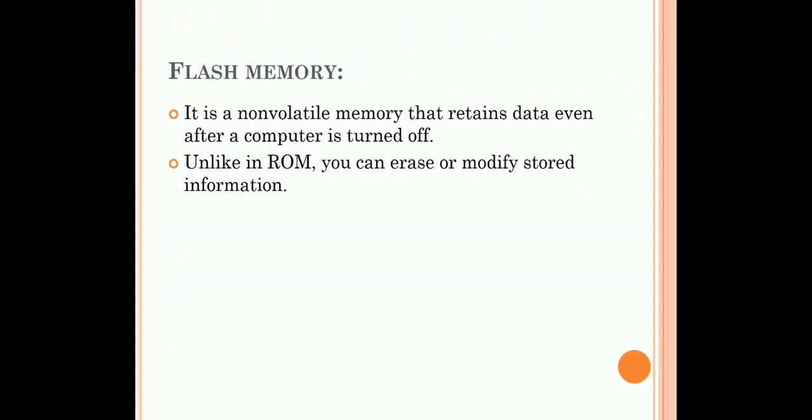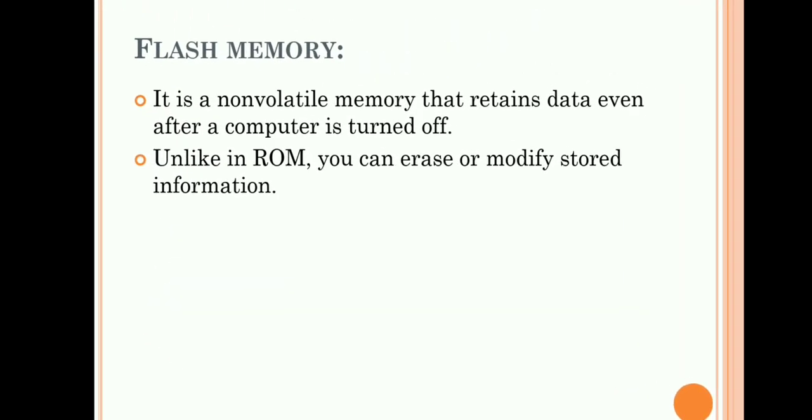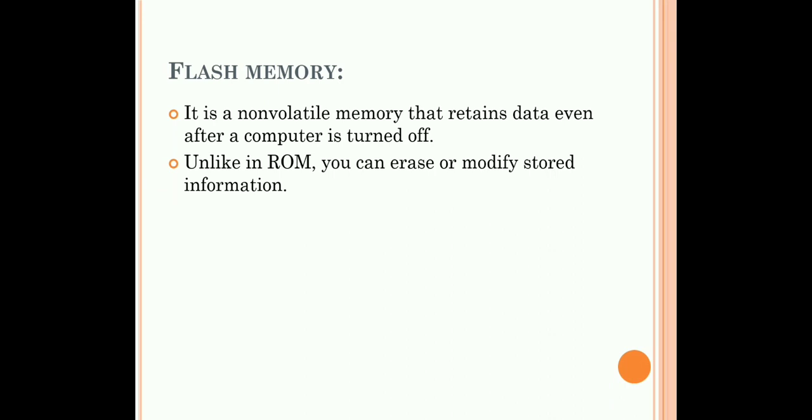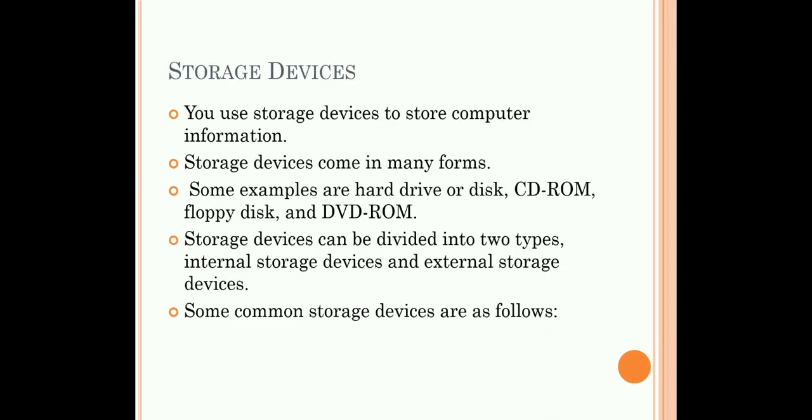Now we'll move to another type, that is flash memory. It is a non-volatile memory that retains data even after the computer is turned off. Unlike ROM, you can erase or modify stored information. An example is the memory cards you might be using. This is one example of flash memory.